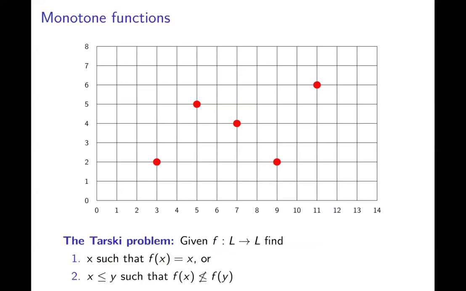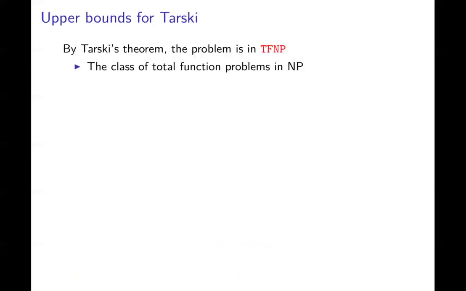Computationally speaking, the Tarski problem can be stated as: given a function f that maps the lattice to itself, either find a fixed point of this function, so a point where x is equal to f(x), or find a violation of monotonicity. Why is that the case? Because by Tarski, we know that every monotone function must have a fixed point. Therefore, if the fixed point does not exist, it must mean that there is a violation of monotonicity for this function. Therefore, we want to find a pair of points that witness this violation.